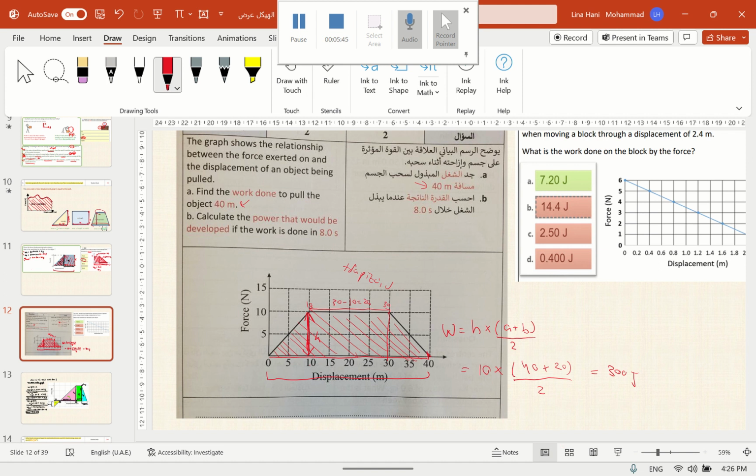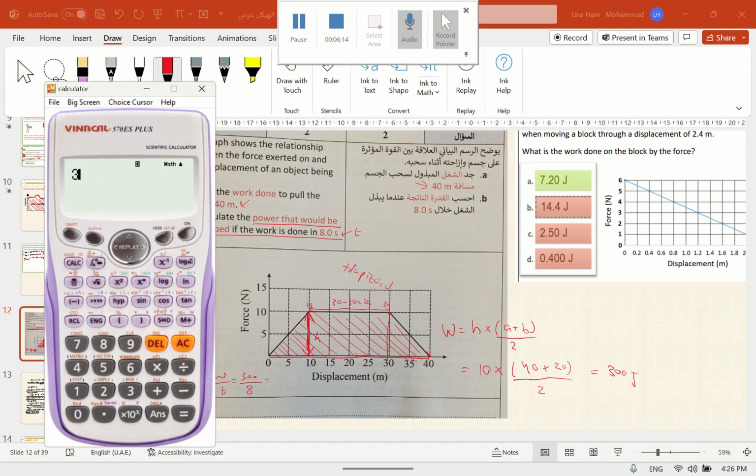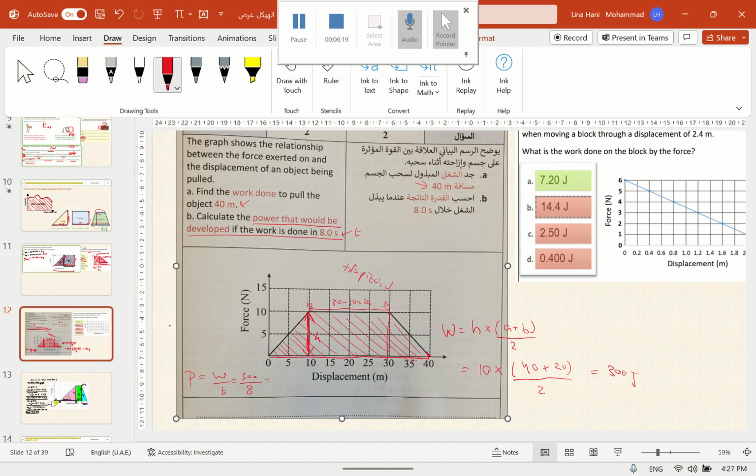Now question B says what is the power that would be developed if the work is done in 8 seconds? Now remember that power is equal to what? Power is equal to the work divided by the time. Now we already found the work, it's 300 joules. This 300 joules of work was done in 8 seconds, so the time is 8 seconds. So 300 over 8 is 37.5 watts.